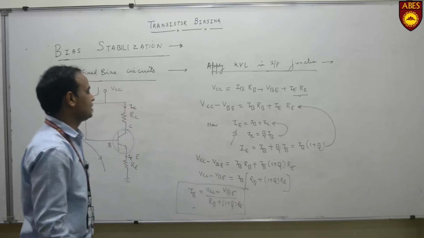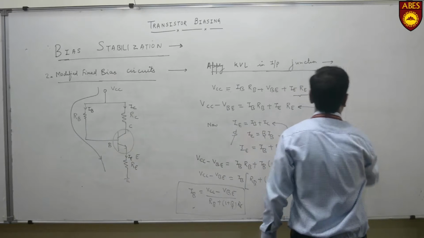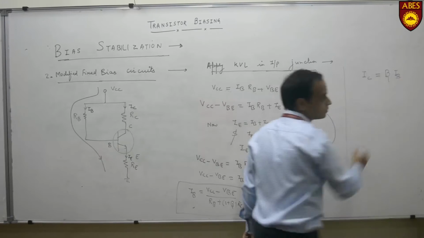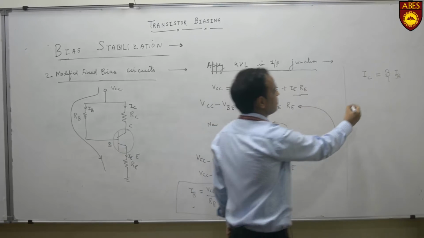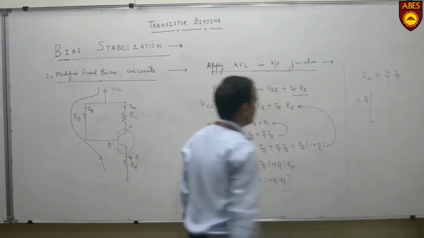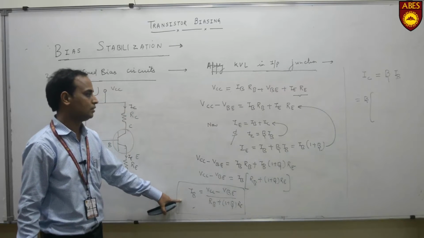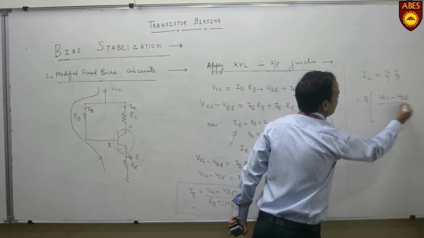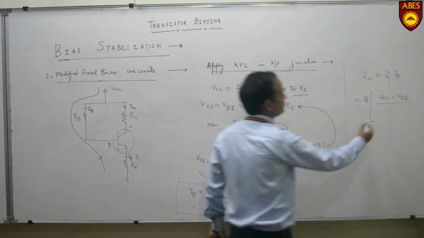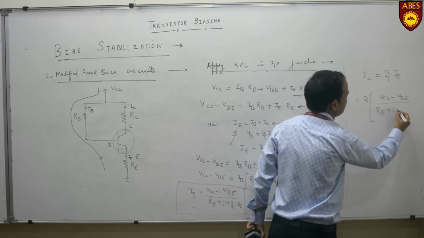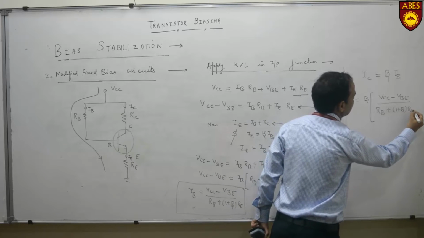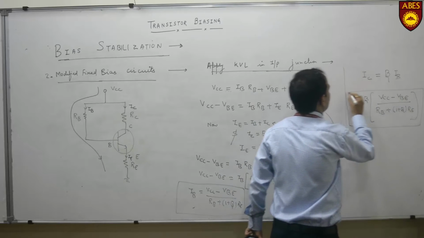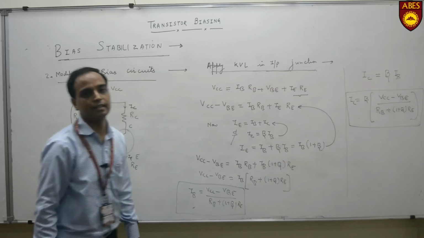Now IC can easily be established from here. IC is equal to beta IB. Here is beta, and we will be putting the value of IB from this expression, which is VCC minus VBE upon RB plus 1 plus beta RE. So I have established the value of collector current.